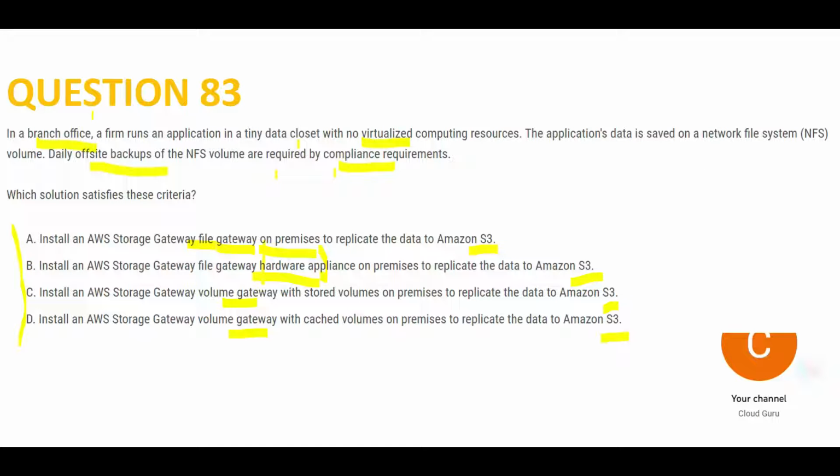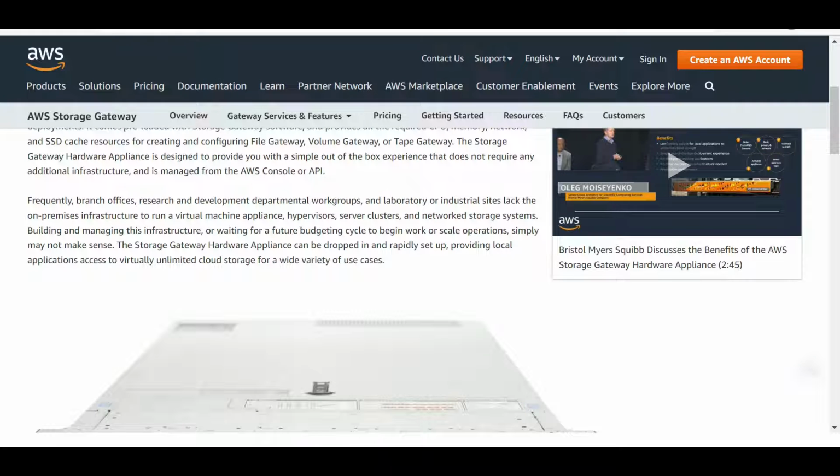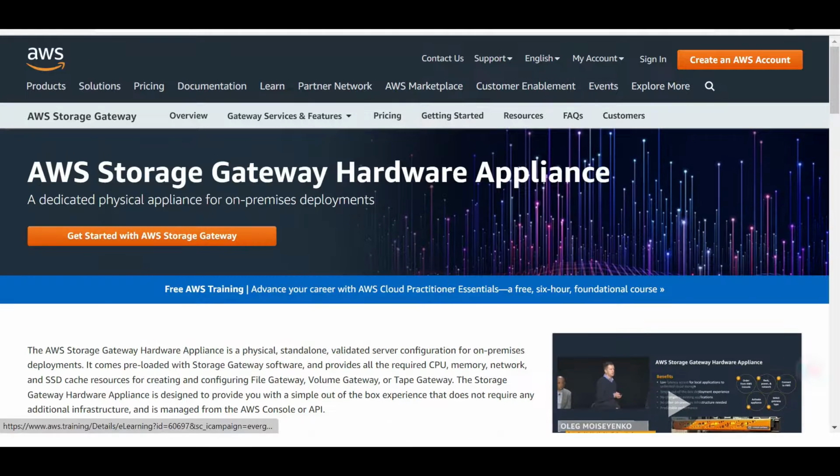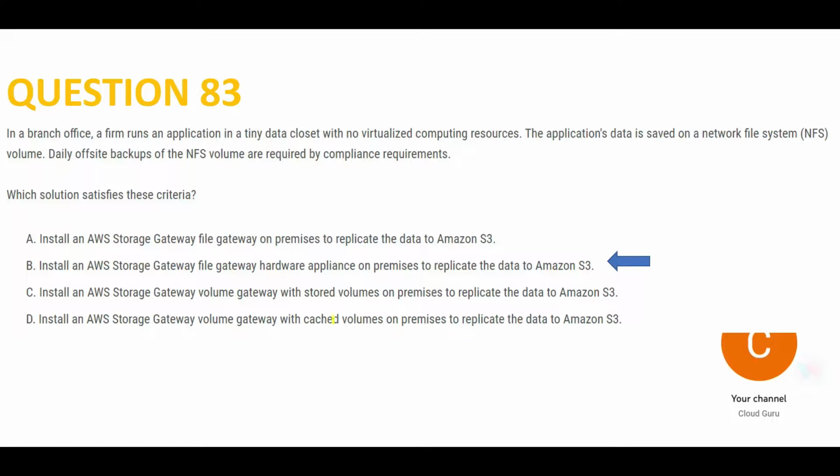Just like our question here is talking about a branch office, the documentation is clear. It talks about a branch office and how you can use the storage gateway hardware appliance. So this will be my answer, primarily because A, C and D are talking about software, not hardware. The first thing we have to do is fit a hardware first.